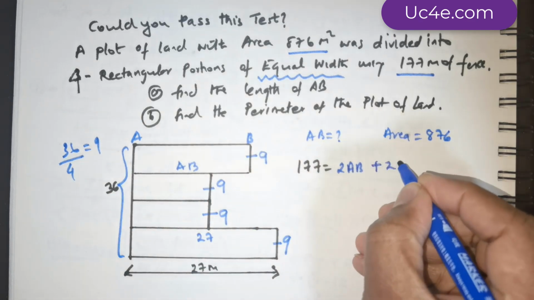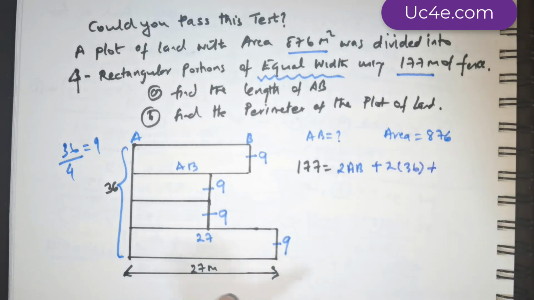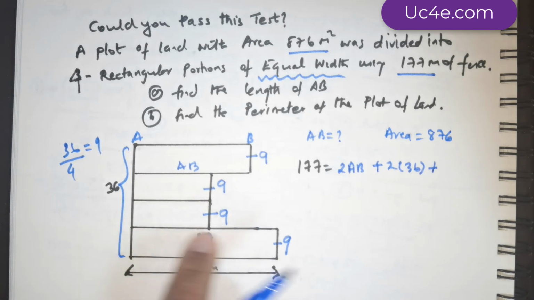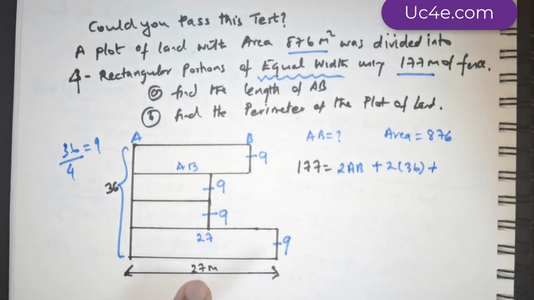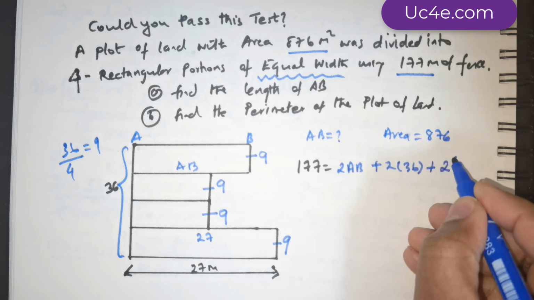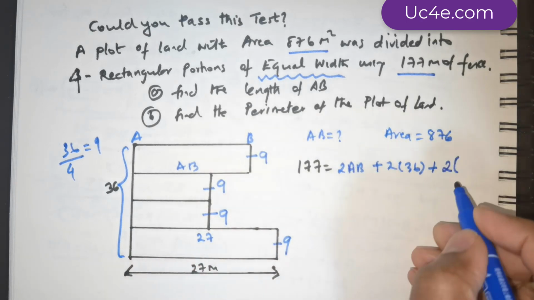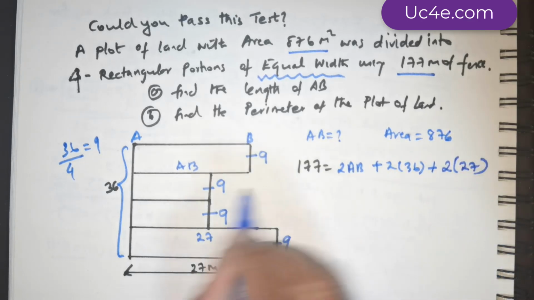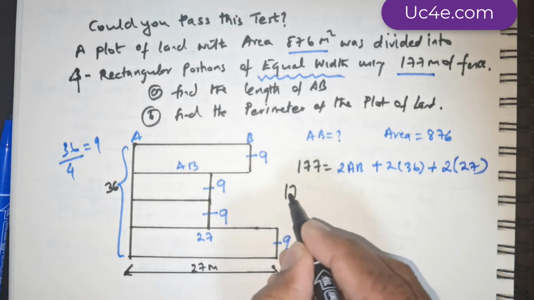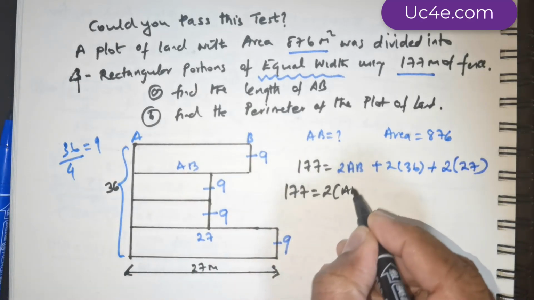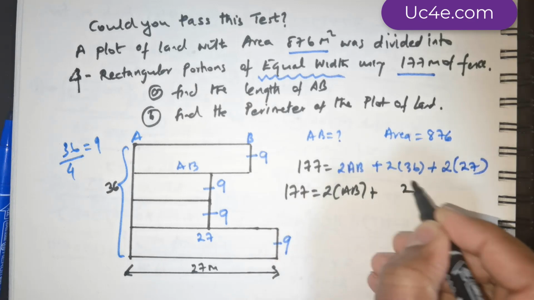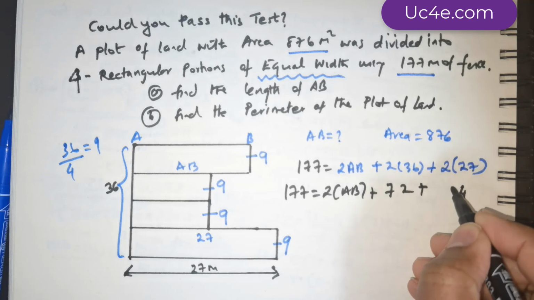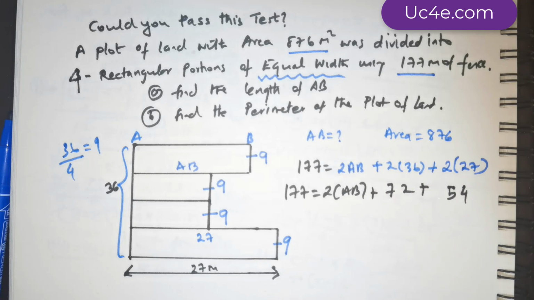taking 2 times 36 plus, okay, I've taken this side, I've taken this side. Now these two sides, this side and this side, are covered by 27 meters, right? So I need to add 2 times 27. Why? I need to take this also into account. So this is what I've got. Now this can be rewritten as 177 is equal to 2 times AB plus 6 2s are 12, 3 2s are 6, 72, plus 2 times 27, 7 2s are 14, 2 times 2 is 4, 4 added with 1 is 5, 54.